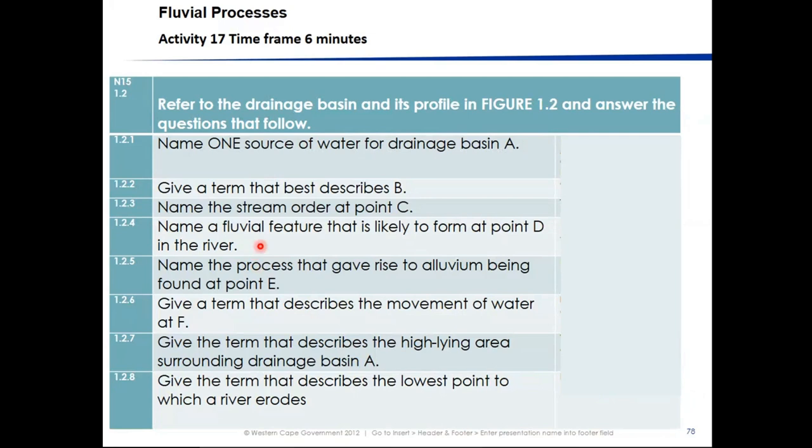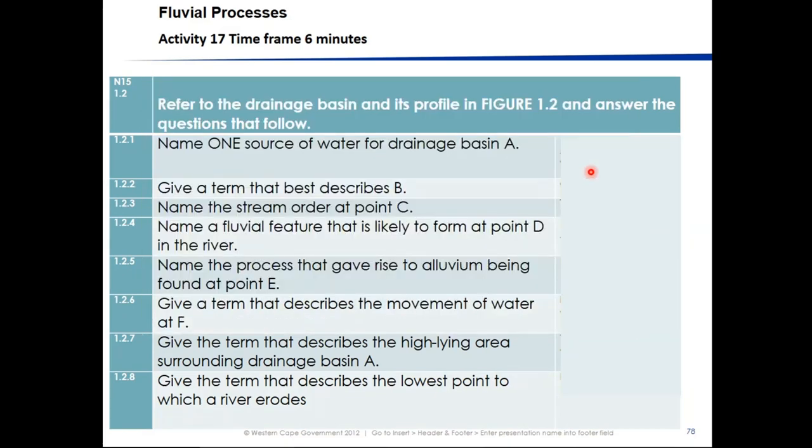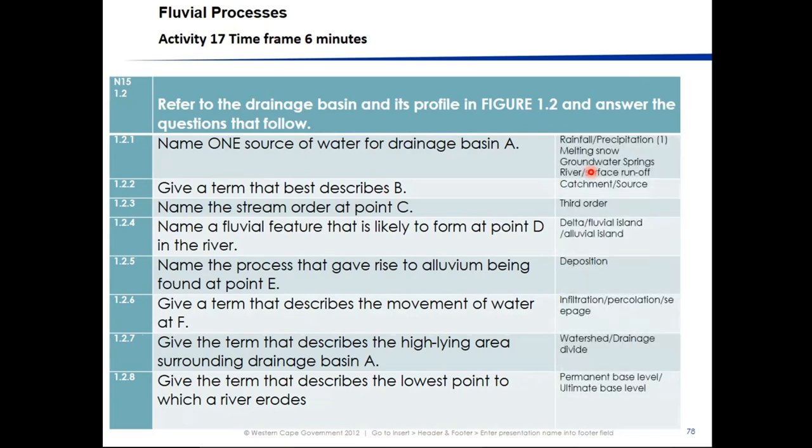Right, now I want you to go through this, refer to the drainage basin and profile and answer the questions. And I'm going to give you quickly the answers. If you can just fill in the answers for me there quickly. Name one source of water for drainage basin A. I'd like you to take this down because this is very important. A, refer to the drainage basin and its profile in Figure 1.2 and answer the questions that follow.